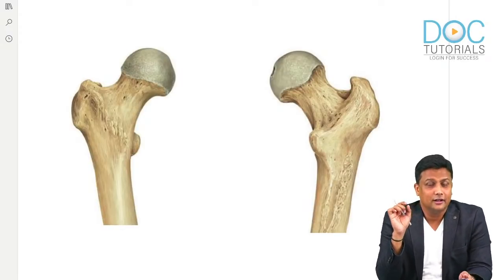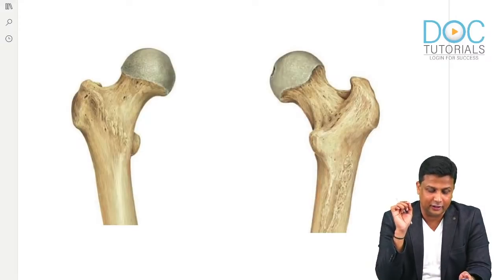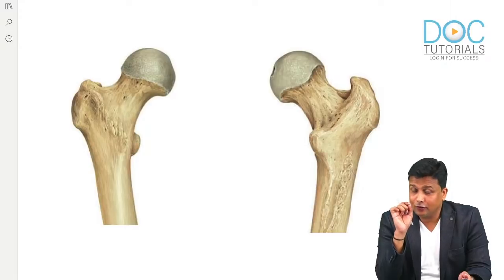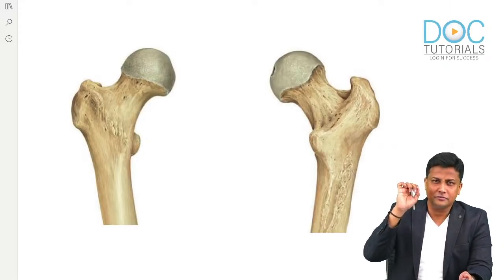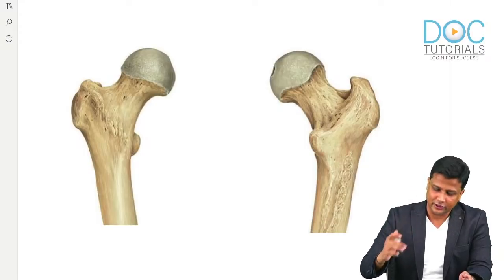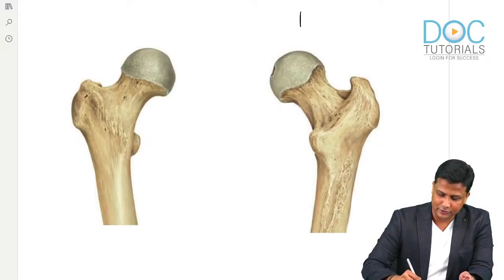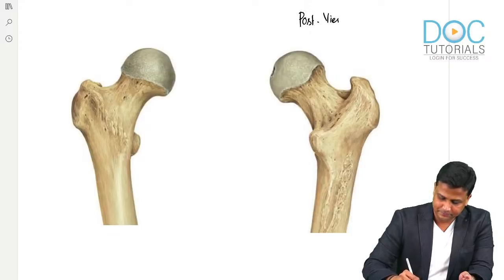Come on, guys, learn the trick now. Learn the trick along with me right now. You have to actually look at the lesser trochanter. The lesser trochanter is more clearly visible in the posterior view. The second diagram that you are able to see here, this is the posterior view of the femur.